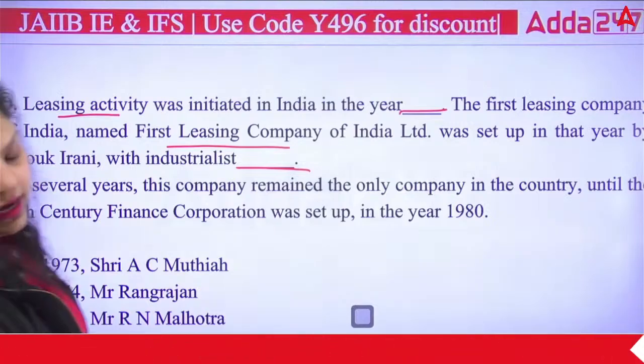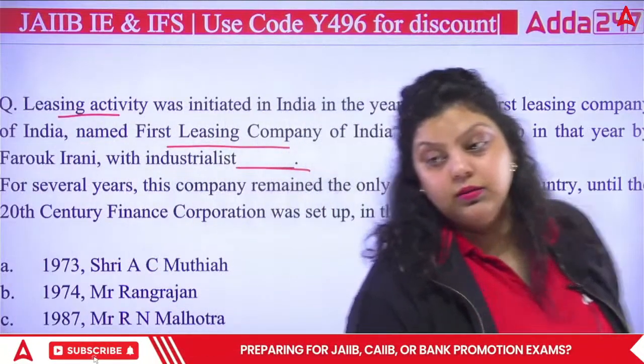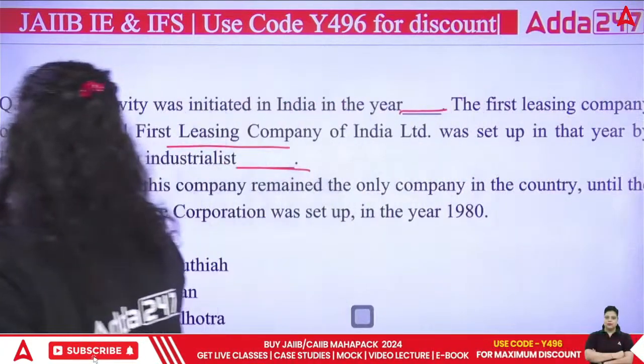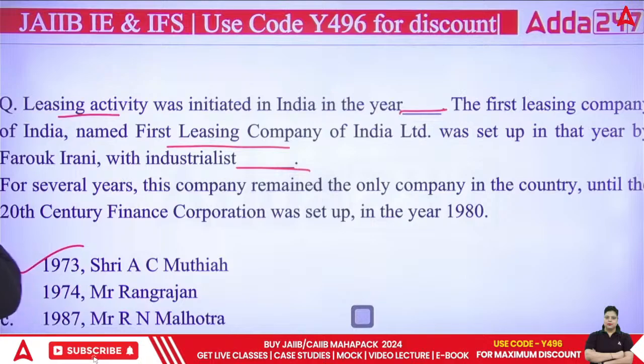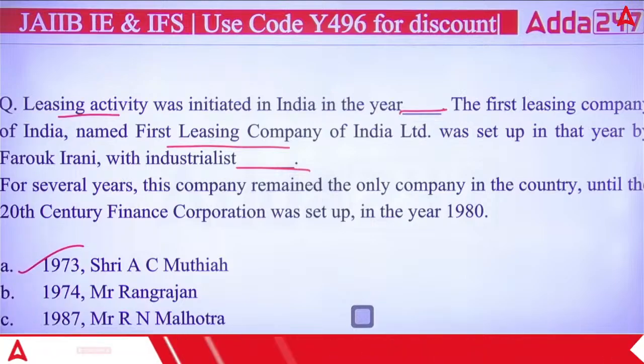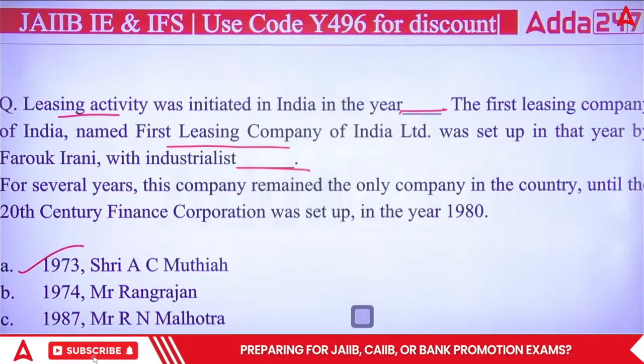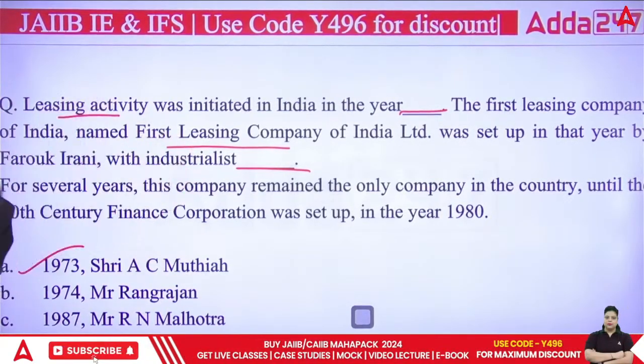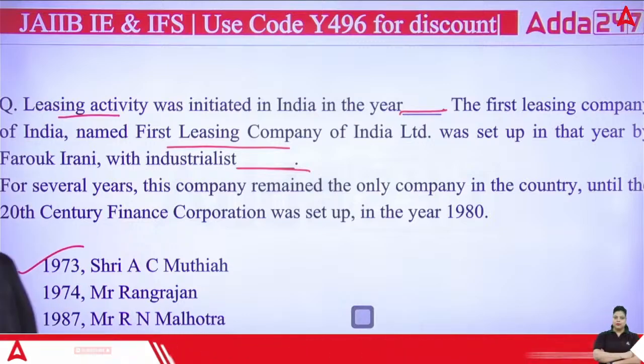Okay, and the right answer here will be A. 1973 is the year when India started leasing activity, and it was started by Farooq Irani with the industrialist A.C. Muthai. So the right answer is option A.